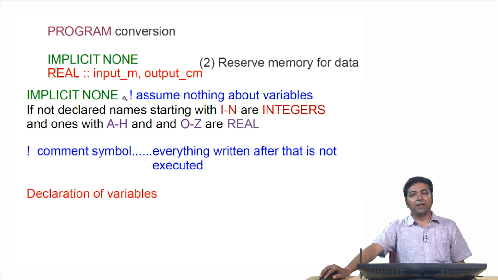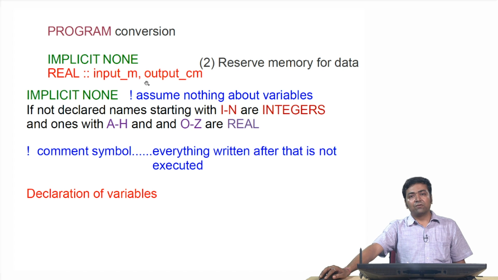And then the second line, which contains the word real. This is again a Fortran keyword, and this particular step is called the declaration of variables. Now, for this present purpose, I need two variables. One is to store the input number given by the user, and secondly to store the output number which the code generates, and both these numbers can be real numbers. So, I have declared two variables, input_meter and output_centimeter, and I have declared them as real numbers here.